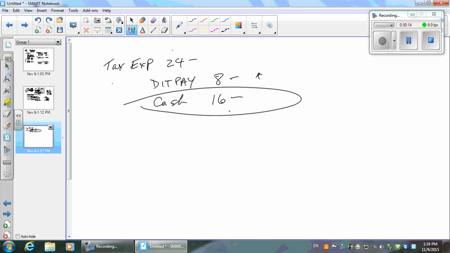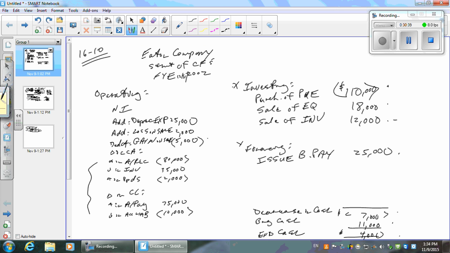What does it show on the income statement as an expense? 24. How far off is my net income from a cash perspective? 8. So what do I want to do? Add back the 8. Cash going out was only 16, not 24. I took 24 out of net income. It's just like the depreciation I added back, right? So I'm going to add back the increase in deferred income tax payable. How much was it? 8,000. All right, so now you can check off that account.